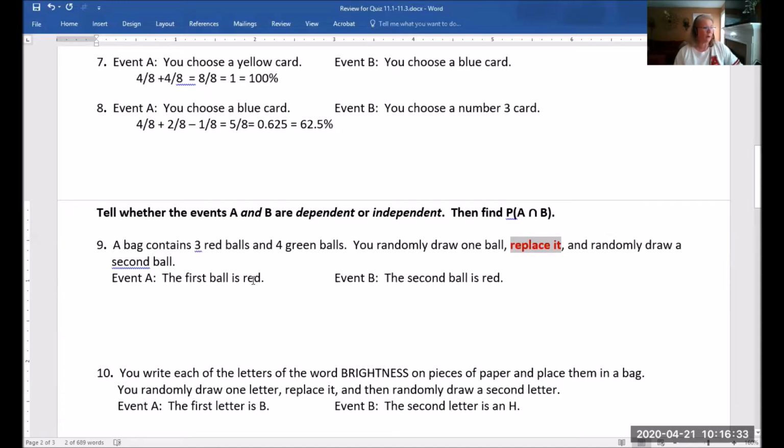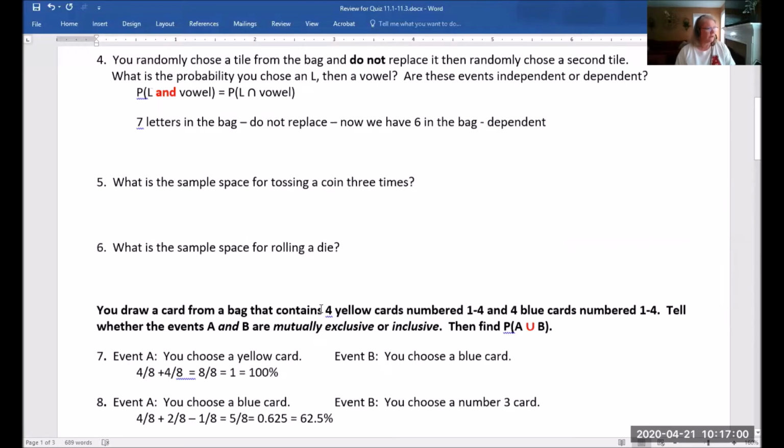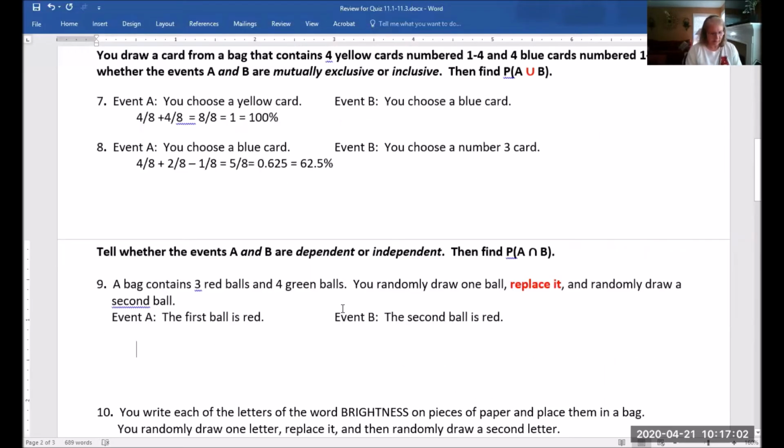Okay, so how many total balls do we have, y'all? How many total balls? What's 3 plus 4, y'all? 7. 7, right? So don't we have a total of 7 balls, okay? So let's talk about whether this is going to be dependent or independent. So remember up here when we talked about this before, we talked about what's happening, did we replace it or not? And so we start out with 7 balls, right?